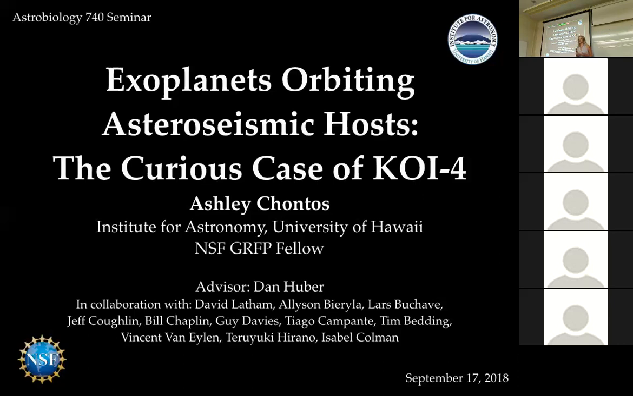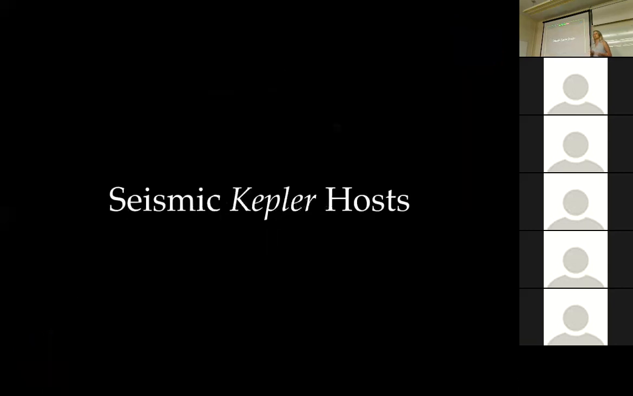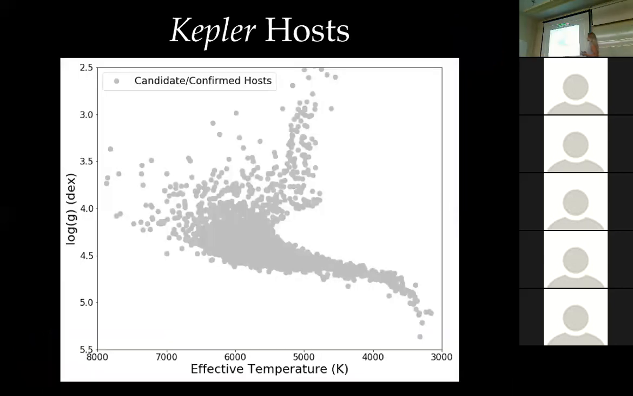So I'm going to take you through a journey through the past year and a half of my life on the confirmation and characterization of one special system, KOI-4. To start with a little bit of context, I'm going to start with the population of Kepler exoplanet hosts. This is both candidate and confirmed hosts, and I plotted this in log g, or the surface gravity of the star, as a function of effective temperature. And for all of the reasons Dan just explained, we really like finding planets around asteroseismic hosts because these are some of the best characterized systems that we can find.